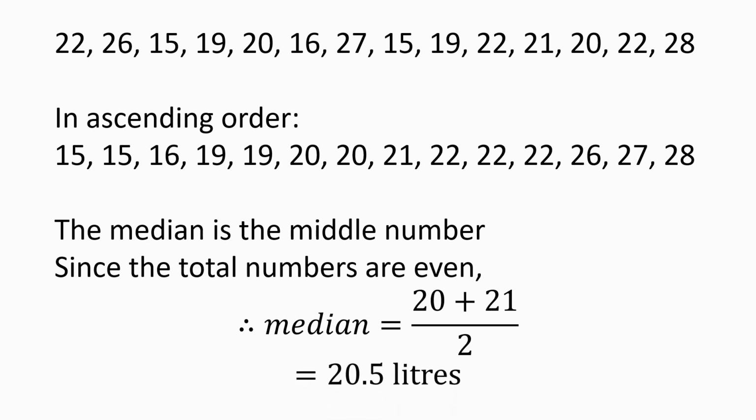Supposing the total was, let's say, 13 or say 15. If it was 13, then the number in the 7th position would have been our median. Or if it was 15, the number in the 8th position would have been our median. But since the total is 14, we have to take the number in the 7th position and in the 8th position, sum them up and find the average of the two. So that will be our median.